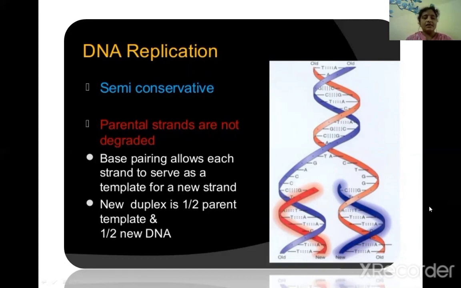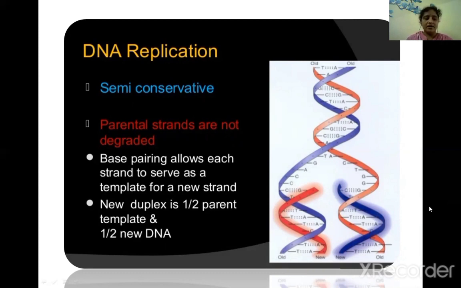DNA polymerase alpha, delta, and epsilon are the replicases in eukaryotes. DNA synthesis occurs always in the 5 prime to 3 prime direction.